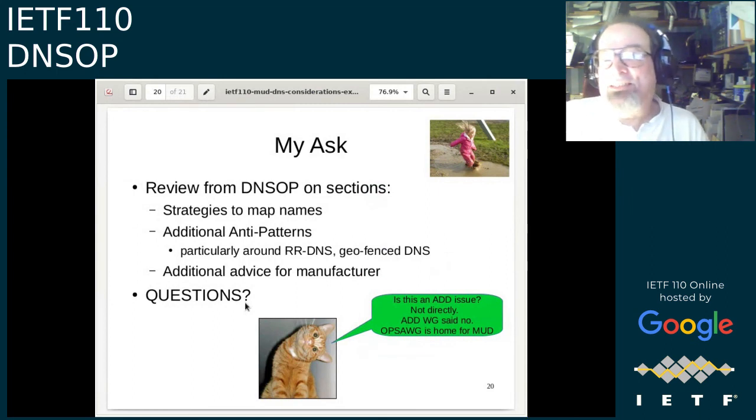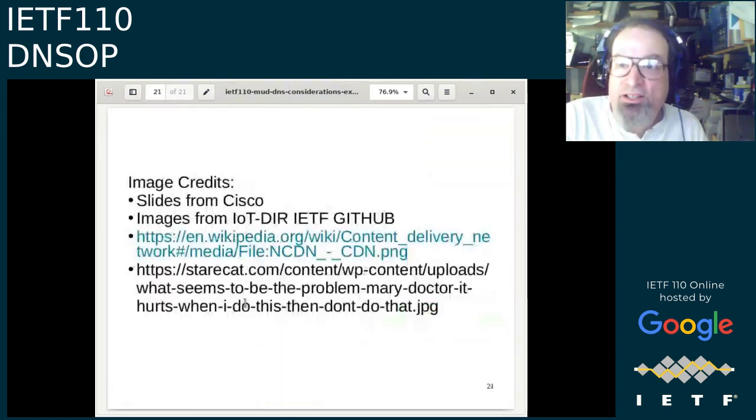So that's really it. That's my question. Did I get some things wrong? We discussed this in AD at one point. It's not appropriate for there. It now has a home in Ops AWG, which is the home for MUD. So I'm not asking you to adopt it. I'm asking you to please review it and tell me where I've gone wrong.